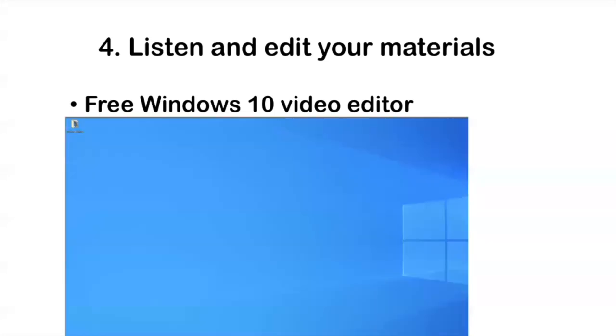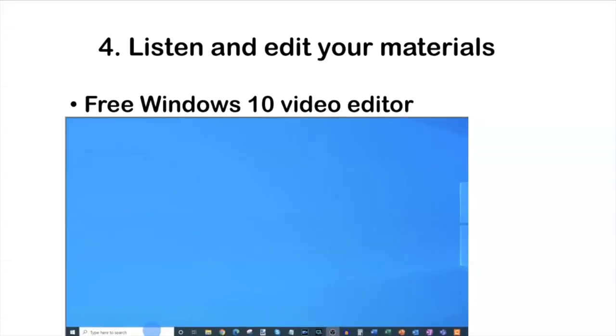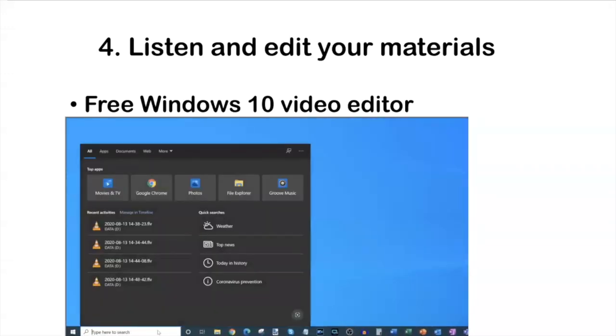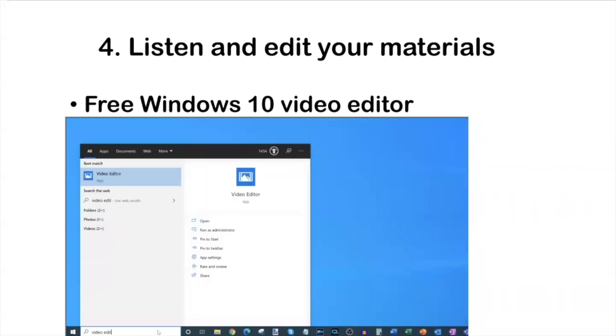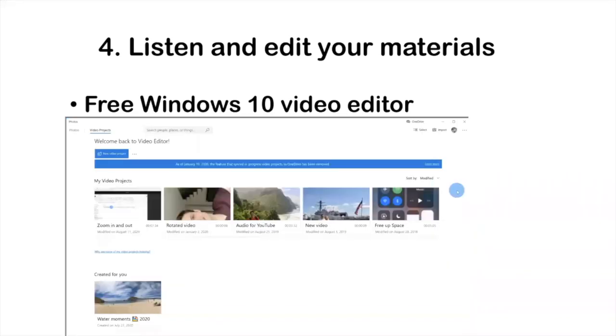Here I am on my Windows 10 desktop, and first off, I want to show you how we can open the video editor that comes with Windows 10. Let's go down to our taskbar, and within the search field, we're going to type in video editor. You'll see that the best match here says video editor. We're going to click on that. This opens up the video editor that comes with Windows 10.